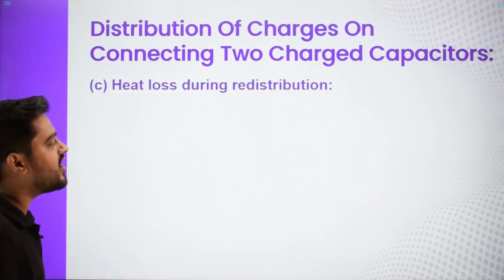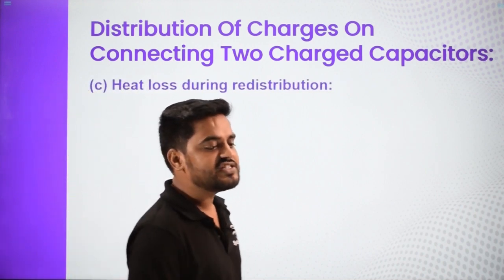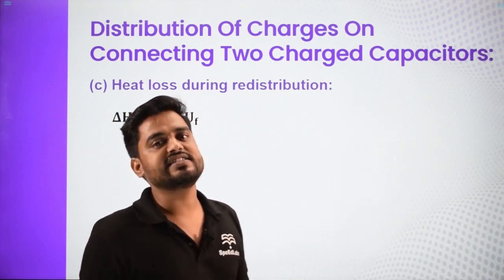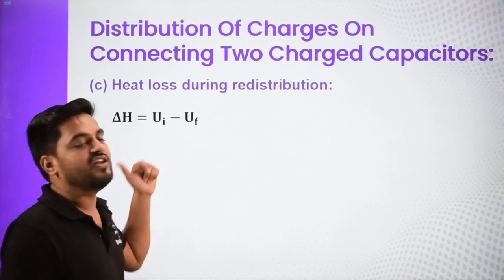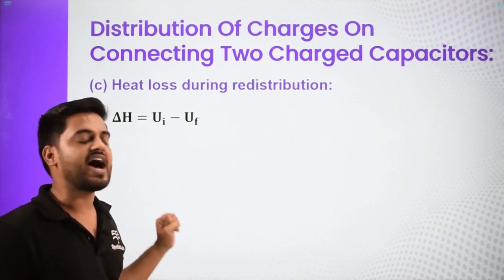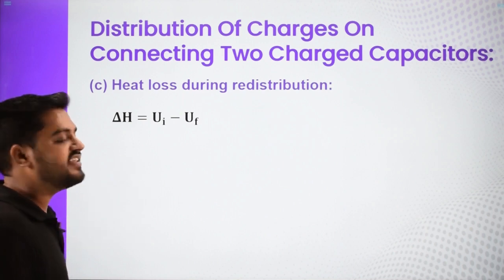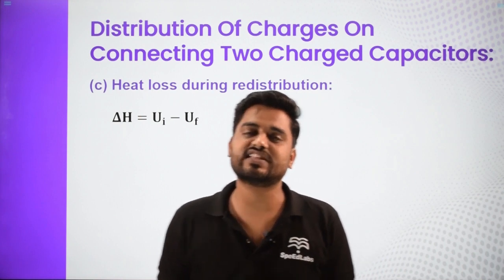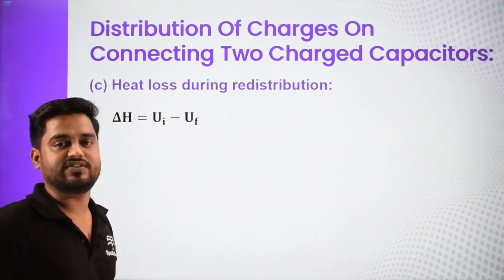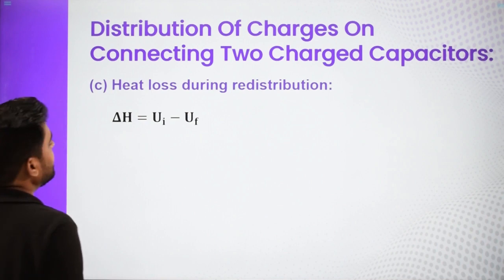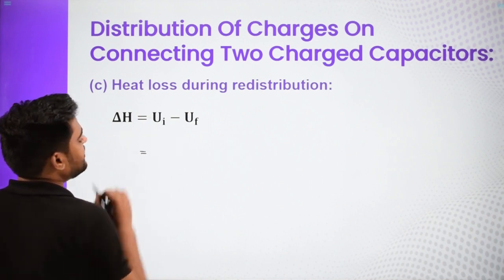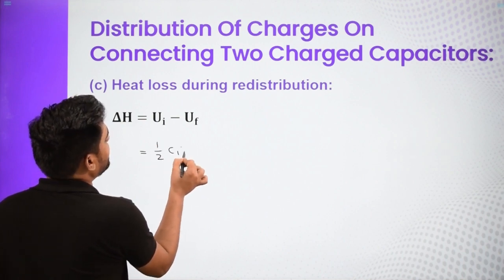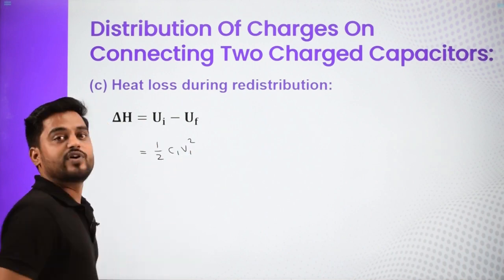Now next is heat loss during redistribution. When redistribution takes place, the potential energy changes. If the initial potential energy is higher and the final is lesser, then there will be a loss of potential energy, and whatever is the loss of potential energy will be generated in the form of heat. So let us find the formula for that. What was the initial potential energy? The capacitor C1 was having a potential energy of half C1 V1 square. What about capacitor 2?